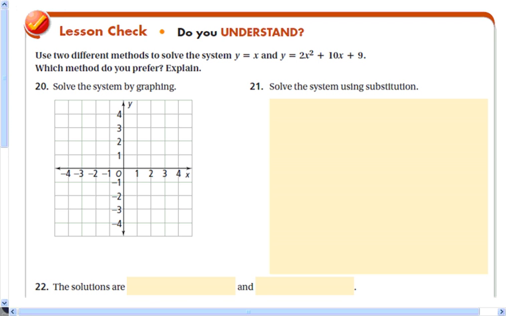All right, last thing, do this lesson check. What you want to do is use two different methods to solve the system and then see which one you like better. So solving it by graphing. So first of all, the equation y equals x, that just looks like that. And then the equation y equals 2x squared plus 10x plus 9. We're going to need some points for that one.